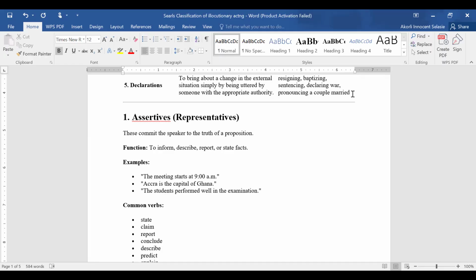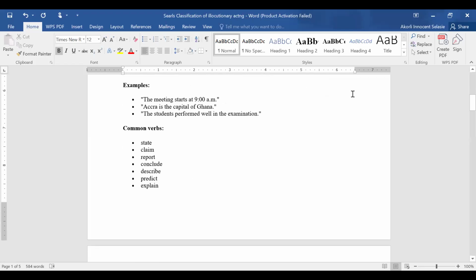Assertives. One, Representatives. This commits the speaker to the truth of a proposition. Function: to inform, describe, report, or state facts. Examples: The meeting starts at 9 a.m. Accra is the capital of Ghana. The students perform well in the examinations. Common verbs: state, claim, report, conclude, describe, predict, or explain.